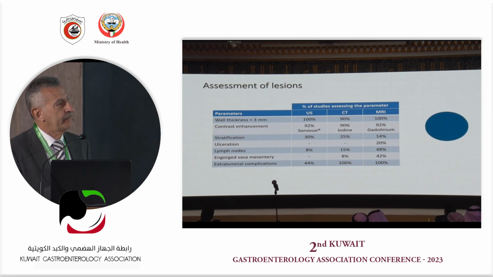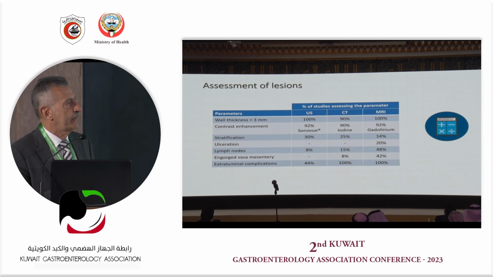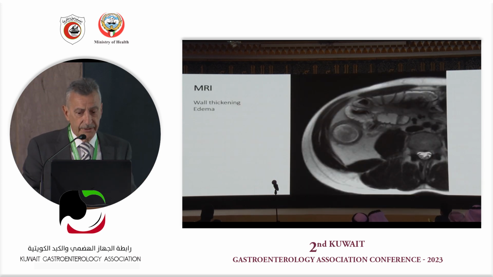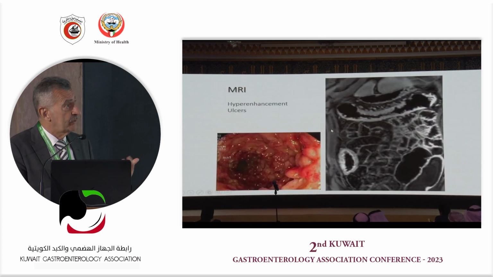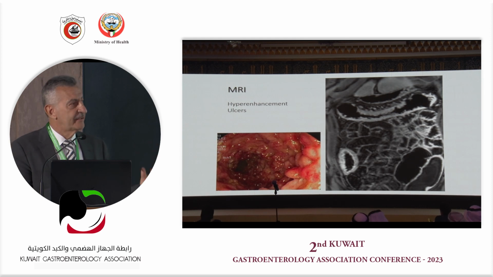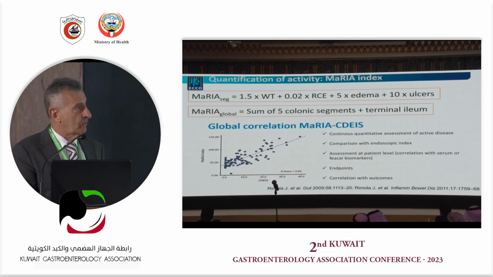Unless for other parameters, like ulceration, you see better with MRI. Lymph nodes you see better with cross-sectional imaging, and the same also for vascularity and complications. Now, as I said, there is very nice evaluation of the presence of edema, and you also see a very clear correlation of the endoscopic and MRI imaging of the presence of ulcers and pseudopolyps.